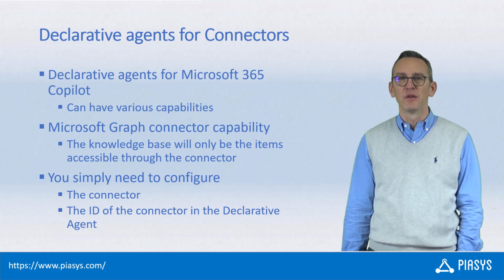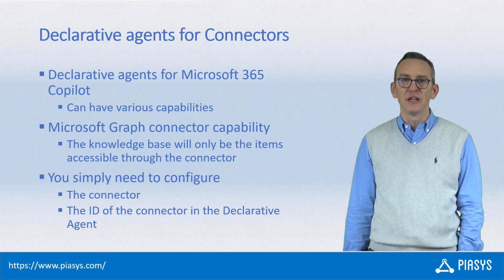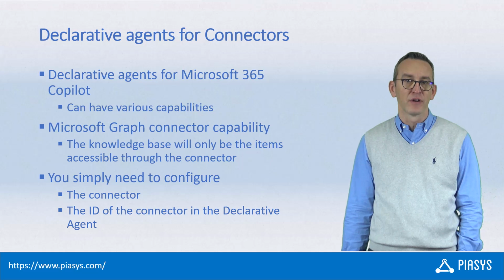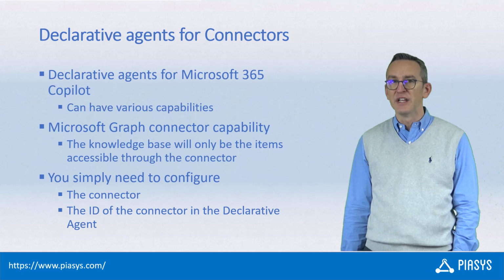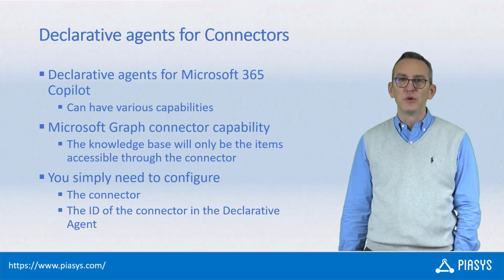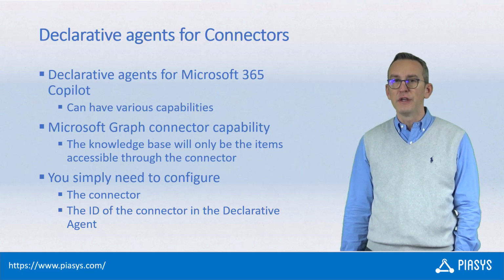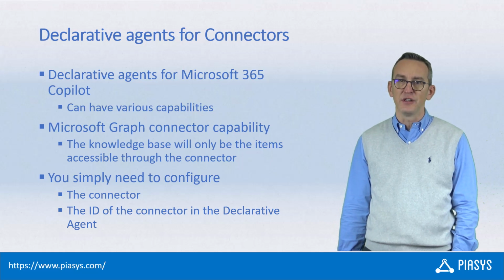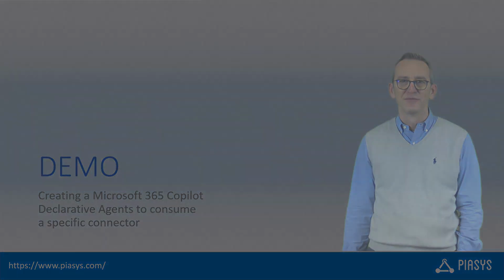Today we keep on talking about declarative agents for Microsoft 365 Copilot. Specifically, I want to show you how you can create an agent which can leverage the capability of consuming an external connector, a Microsoft Graph connector, to provide a unique knowledge base to your declarative agent. In order to do that, you need to create or register an already existing connector in your tenant, and you need to configure the unique ID of that connector in the capabilities of your declarative agent. So let me move to the demo environment and show you how to do that in practice.